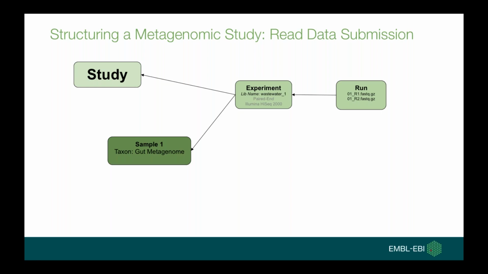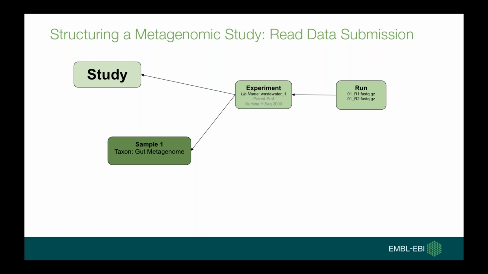In reality, you may have many runs. You may have many hundreds of runs, but you may also have only a few. I've just used one here for simplicity's sake, but you can copy and paste this as many times as you like. Each experiment you submit would still be pointing to the same study, but might be pointing to a different sample. So now that we have registered our reads, the next thing we might want to do is register a primary metagenome.